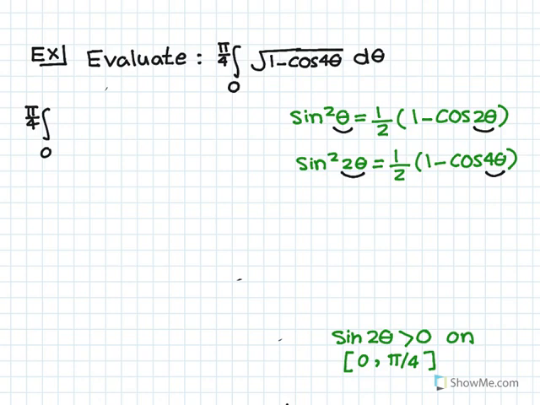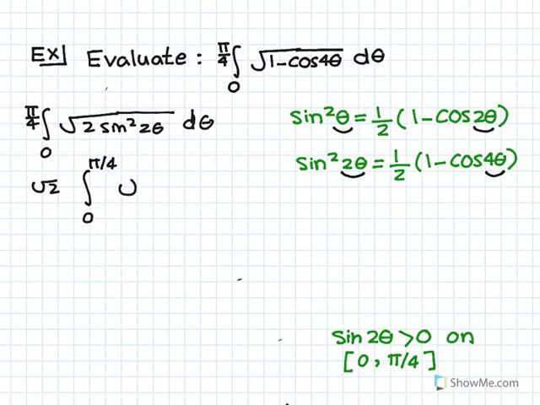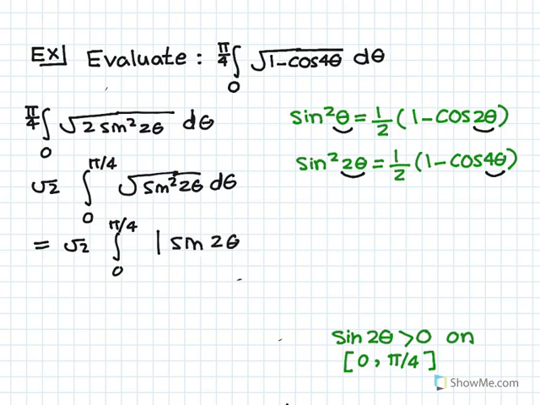So we have the root of 2 sine squared 2 theta d theta. Let's factor out the root 2 and put it in front of the integral. We have root 2 times the integral from 0 to pi over 4 of the root of sine squared 2 theta d theta. Now the square root cancels the square and we get the absolute value of sine 2 theta d theta.